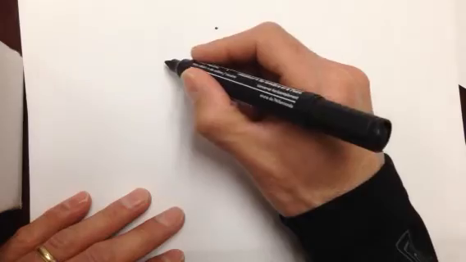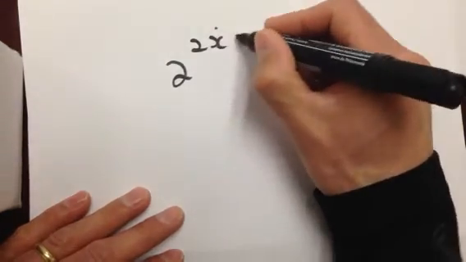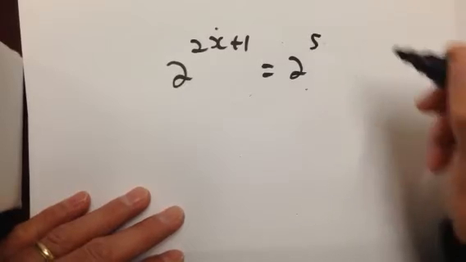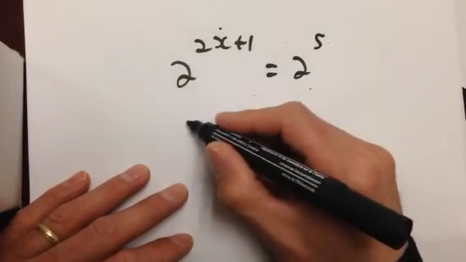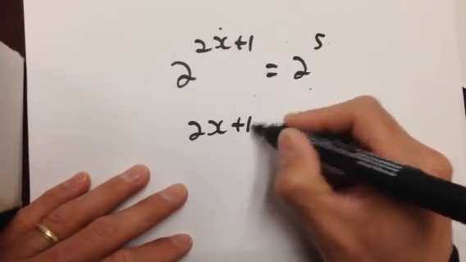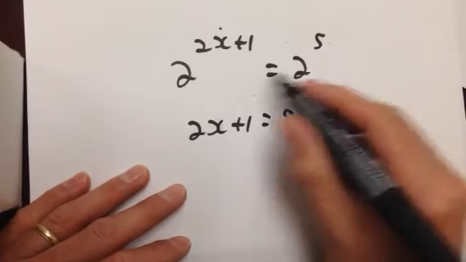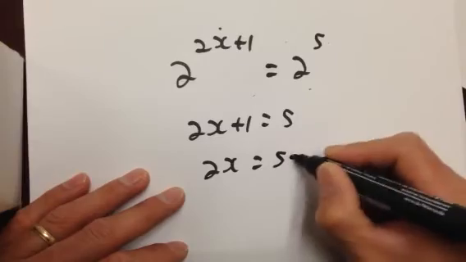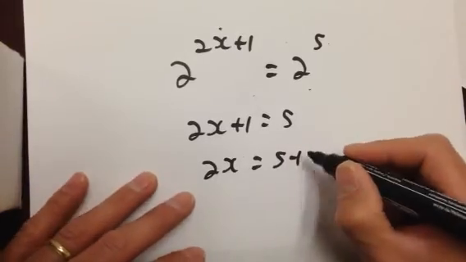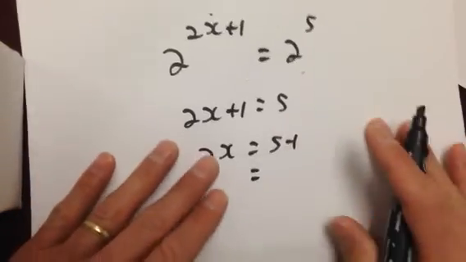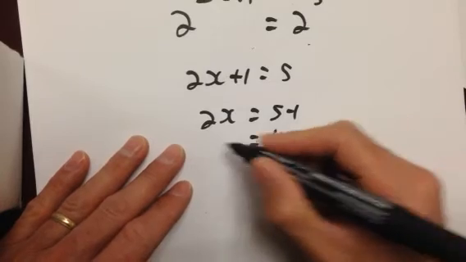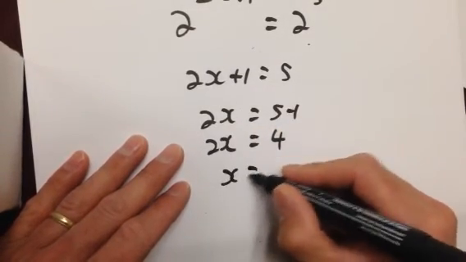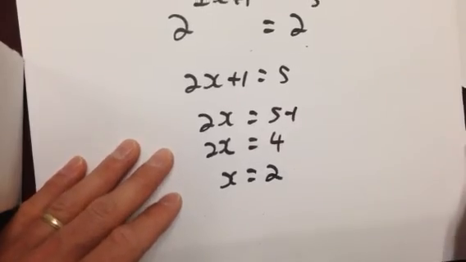The last one is 2 to the 2x plus 1 is equal to 2 to the 5. Simply 2x plus 1 is equal to 5 because we already have the same base. That makes 2x equal to 5 minus 1, which is 4. If we divide both sides by 2, you'll see that x is equal to 2.